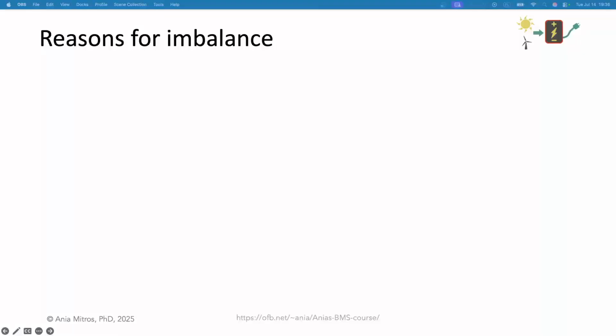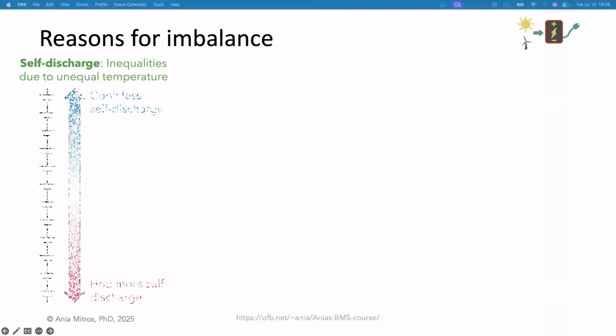Imbalance has a few causes. First, we have cell self-discharge. All cells very slowly lose charge over time. If you put a cell on the shelf and check it a year later, you will find the state of charge has decreased. If one cell self-discharges faster than another, they will become imbalanced. Self-discharge increases with temperature, so a temperature gradient across the battery pack will cause imbalance.